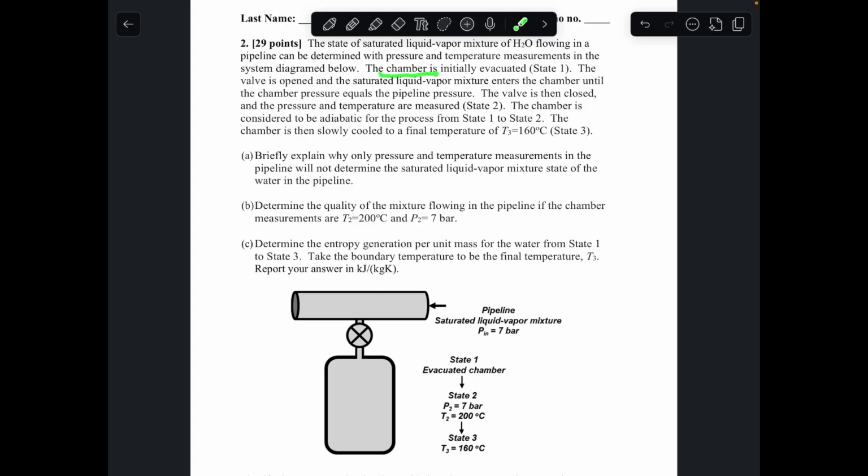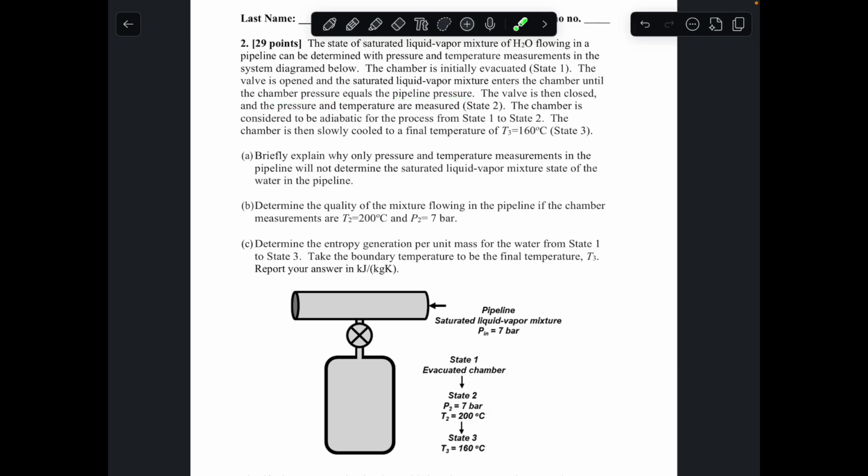The chamber is initially evacuated at state 1. So the chamber is right here, and it tells us that it is initially evacuated, like it says right here. So that just means that there is no mass inside the chamber initially. We have some SLVM substance flowing in this pipeline, but this valve is closed, so none of it is going into the chamber. Then the valve is opened, and the SLVM substance starts to enter the chamber until the chamber pressure equals the pipeline pressure.